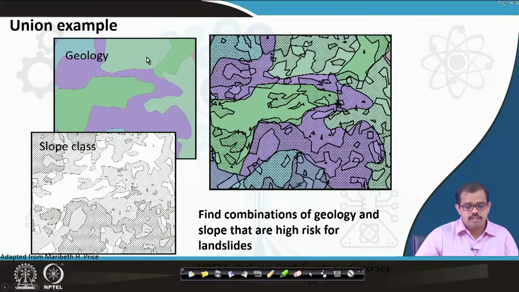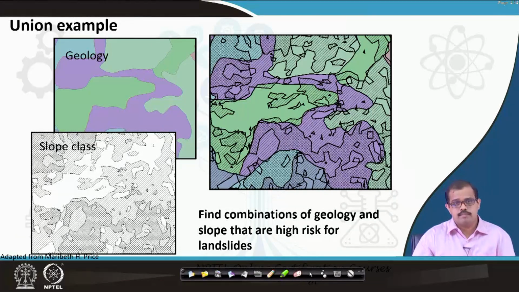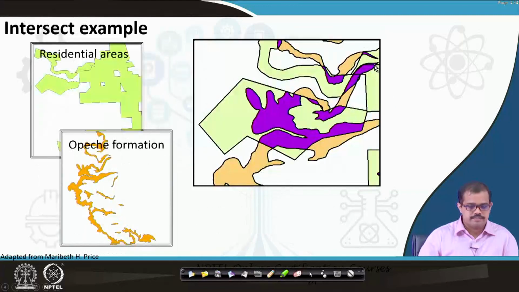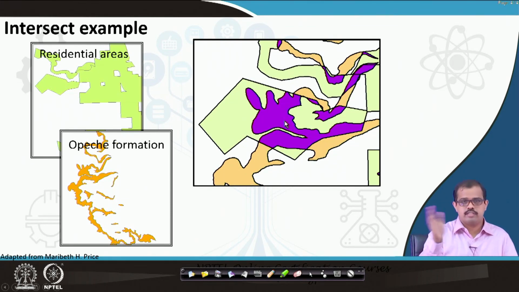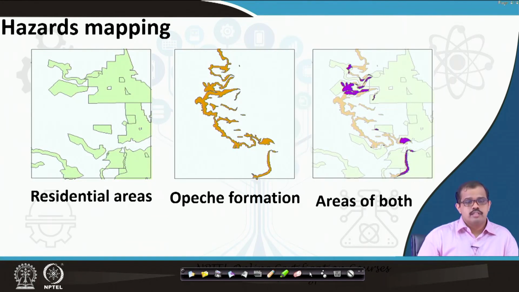Another example of union is this: you have a geology map and a slope map. If you do union, you get both of these together. With this you can look at where there is a high risk of landslides. You use both the slope and geology maps, and you will see where the landslides are likely to be high. Then an intersect example: you have a residential area here and a formation that is happening, which may affect the residential area. Just intersect, and you will know where it may affect on a larger scale. This is the example that I showed previously. Hazards mapping is another way of looking at this.